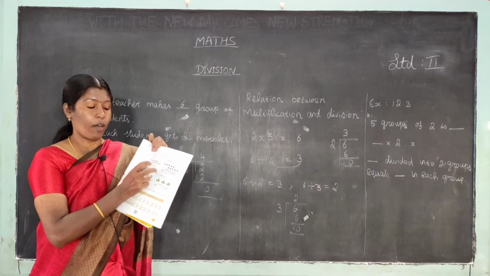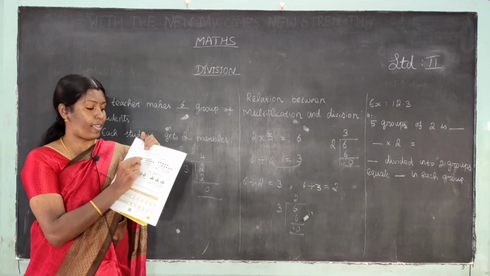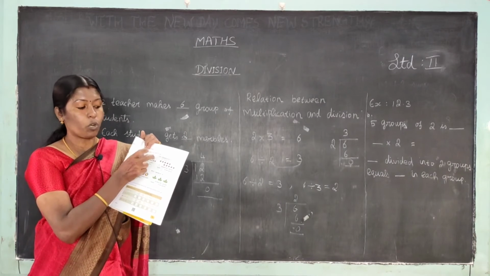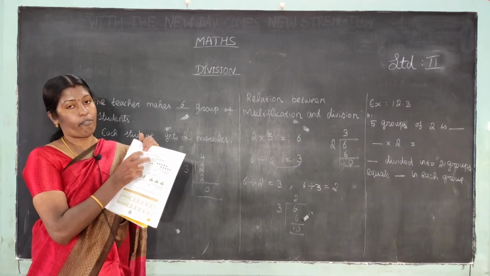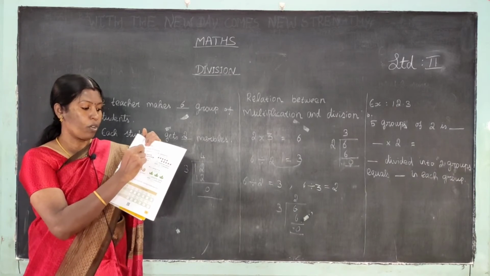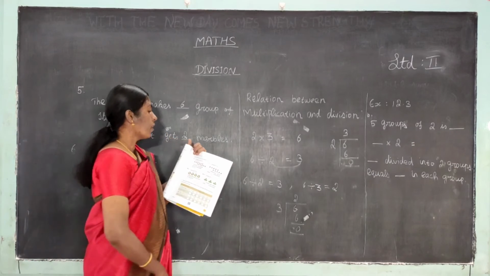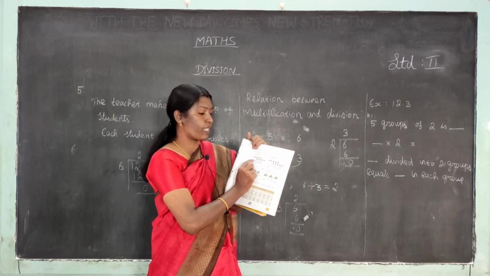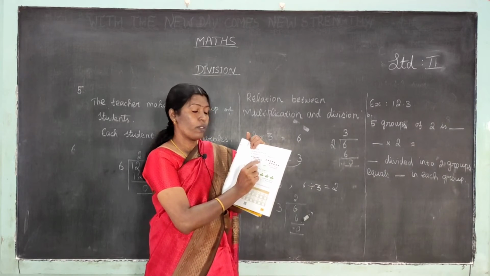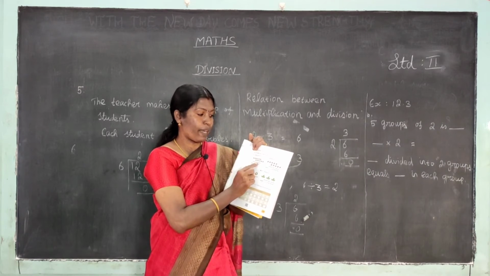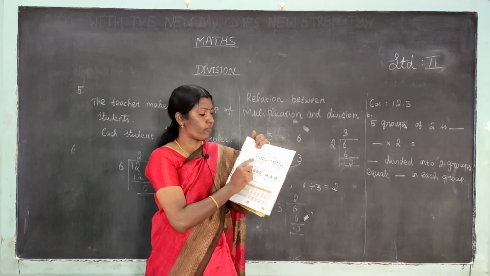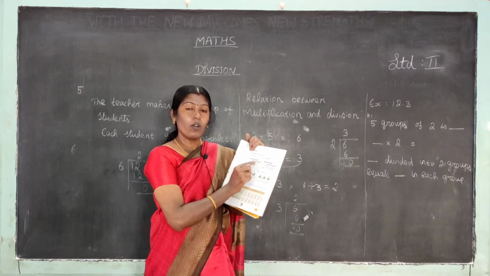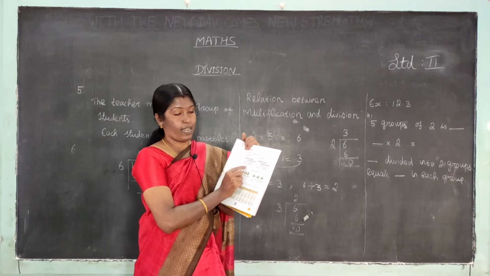How many groups are formed? A group contains how many butterflies? 1, 2, 3, 4, 5, 6. A group contains 6 butterflies. How many groups are formed? You see, here 2 groups. So 12 is divided by 6. If you divide 12 by 6, what do you get? 2 only. That is 2 groups. That is the answer.